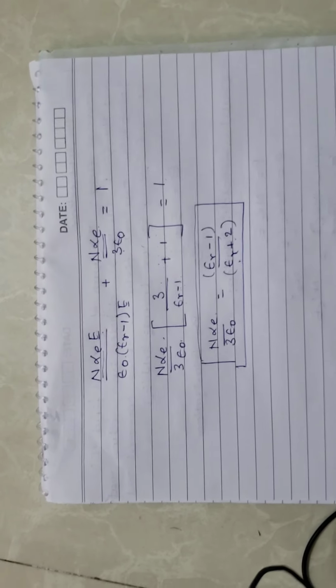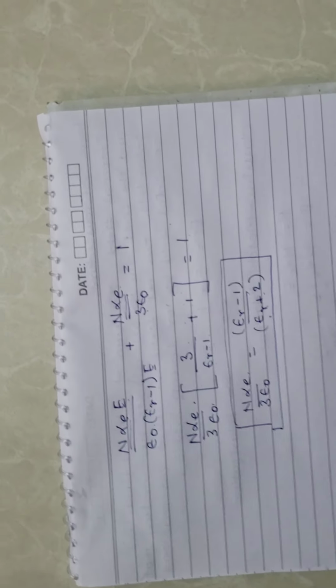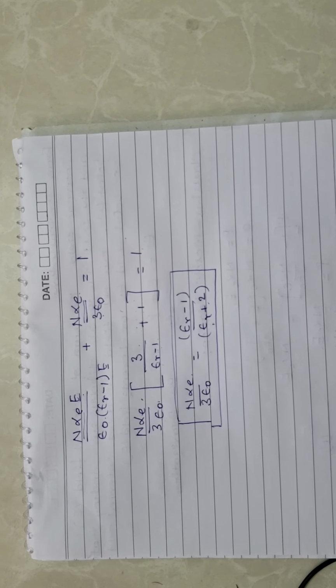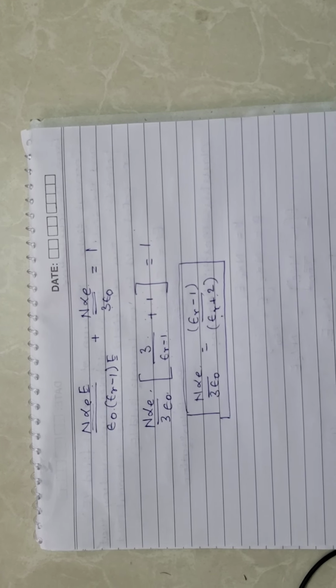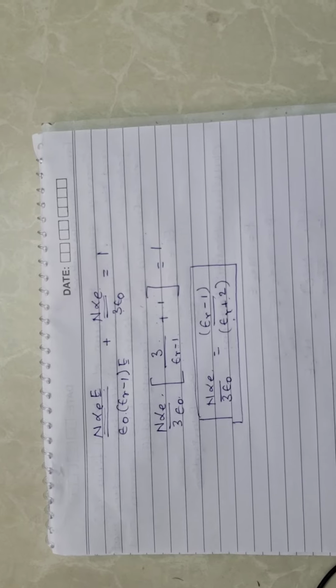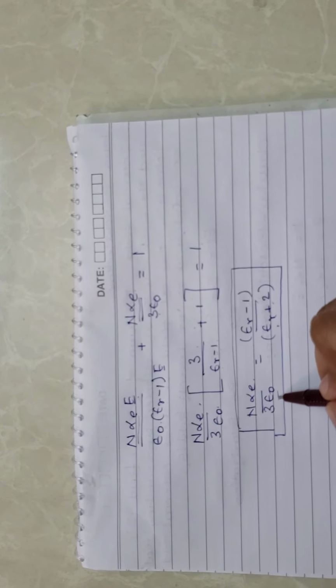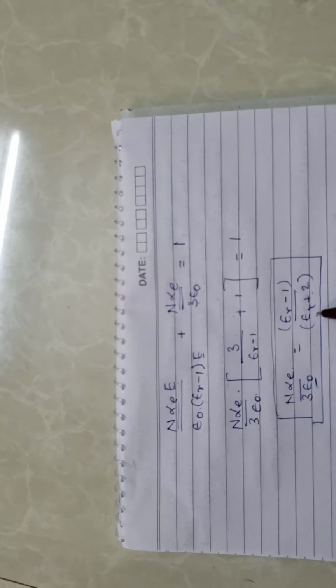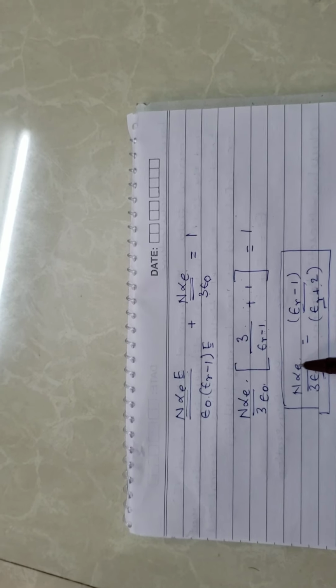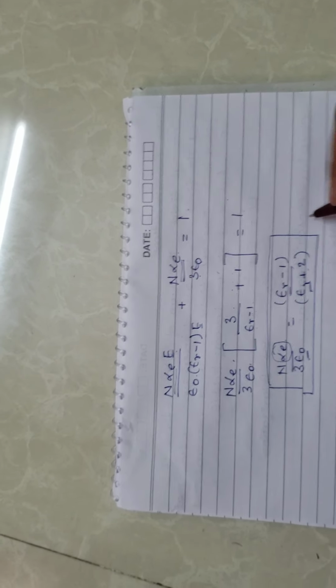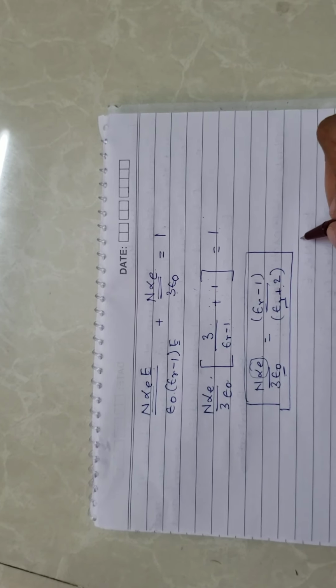So using the above relation, if the value of the dielectric constant of the material is known, then the electronic polarizability can be determined. So if the value of the dielectric constant epsilon r of the material is known, you can calculate the electronic polarizability. This you will get in the problems.